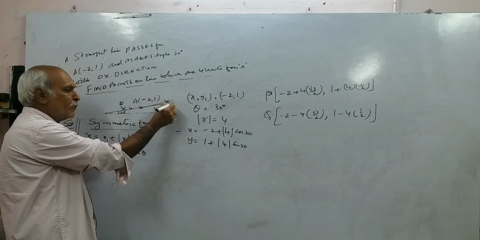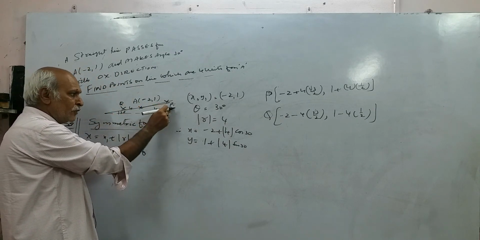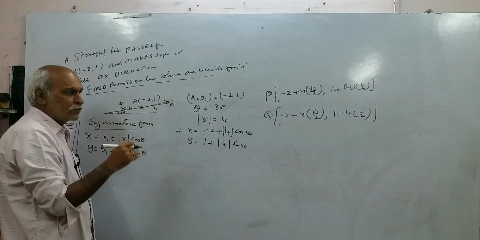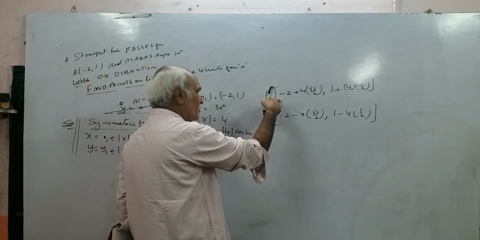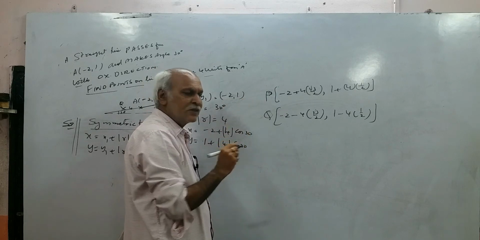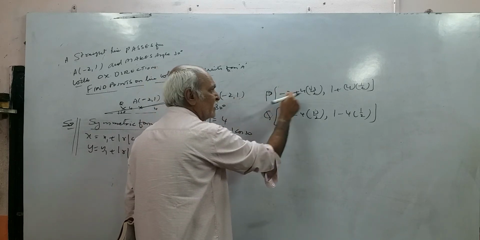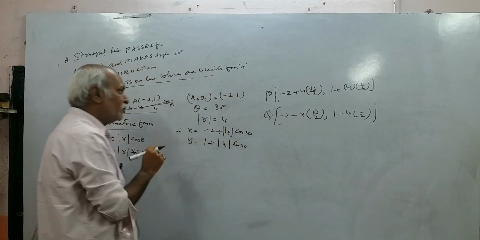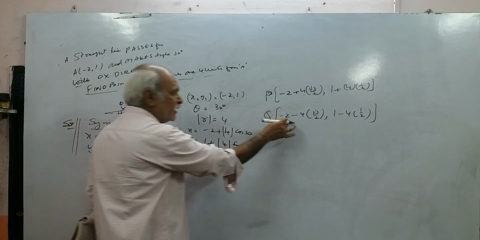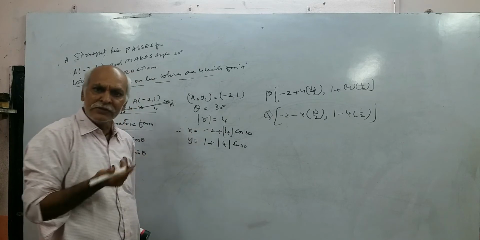We identify the P point and the Q point. If you calculate the distance between A and P, it will be 4. If you find the distance between this point and this point, that is (minus 2, 1) and this point, the value will be 4. Similarly from Q, the distance will also be 4. So you have to use the distance formula.